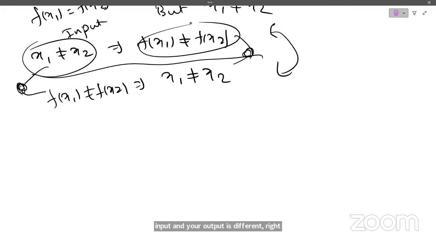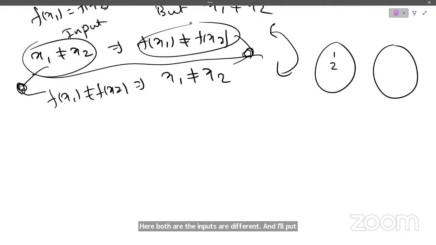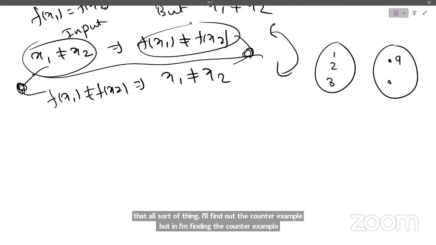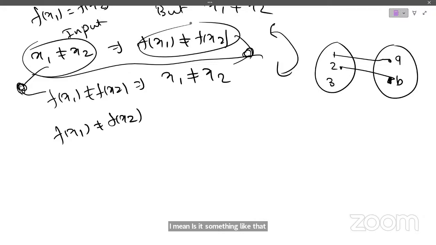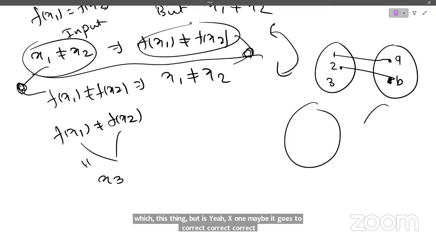I'm finding the counter example. Suppose you have this type of thing, 1, 2, 3. For the second statement, for f of x1, you may have some other x3 which is equal to x1. Yes, this can happen, correct? Because f of x1 not equals f of x2, but there could exist some x3 for which x1 may be equal to x3. Yeah, x1 may be equal to x2. Correct. Okay, now I'm getting it.